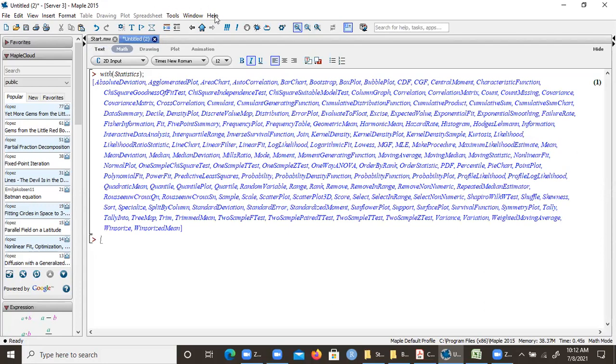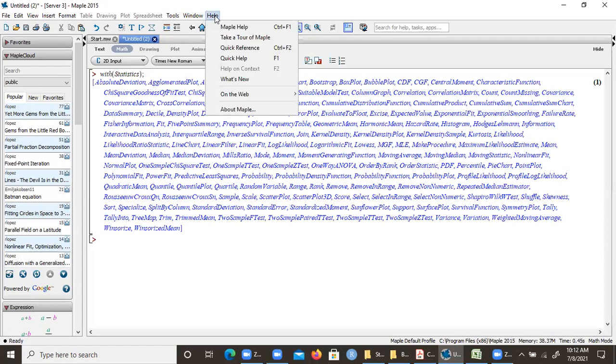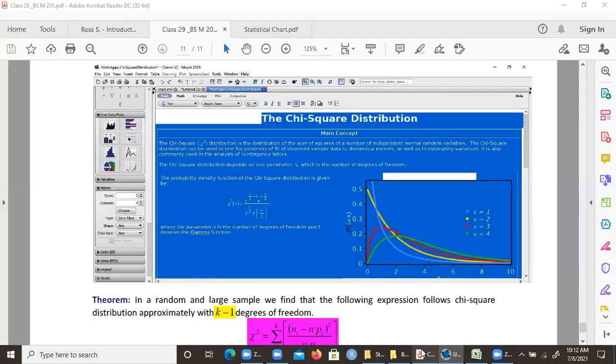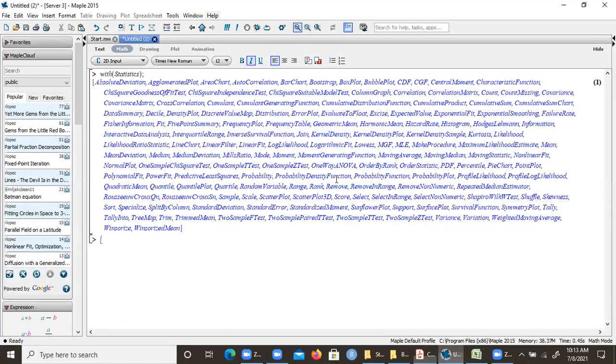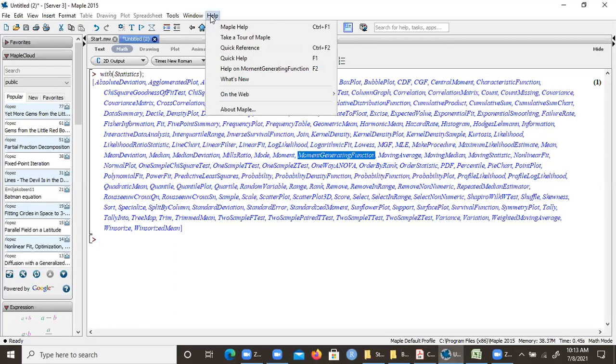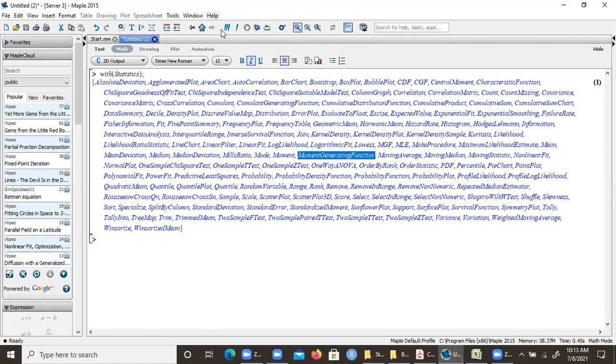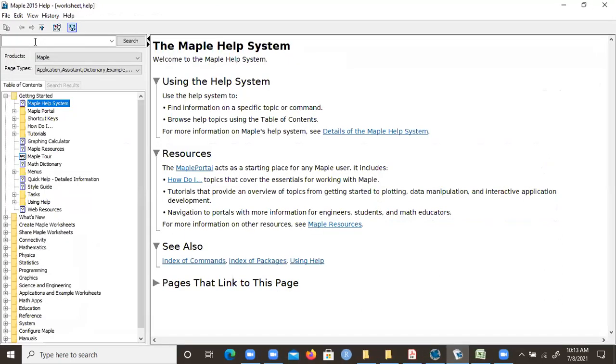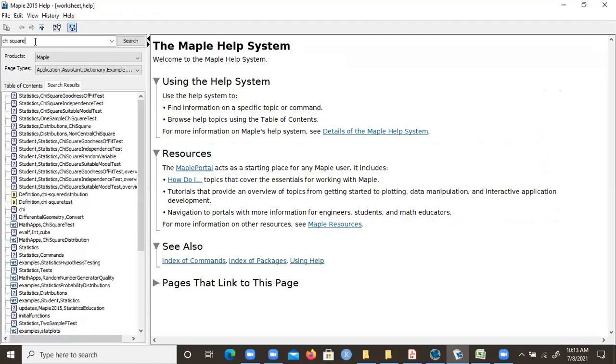Now my first question is: what is this curve that I was pasting over there? What is the meaning of this function? So let me discuss this point first. Let me go to the Maple help section, and there I'm going to write chi square distribution. Many hits are being shown.